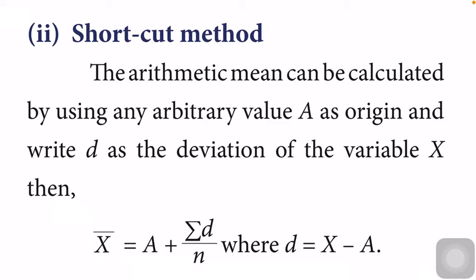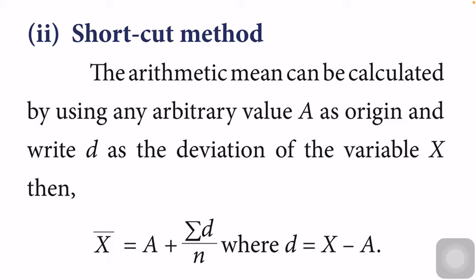Sometimes we can take an arbitrary value a as the origin and calculate the arithmetic mean. What is the arbitrary value? That means a is the assumed mean. I am assuming some value. I have given a few scores such as 10, 20, 30, 35, 40. Now I am assuming a value as the mean for the data. I take 30, some middle value. Somebody may take 35.